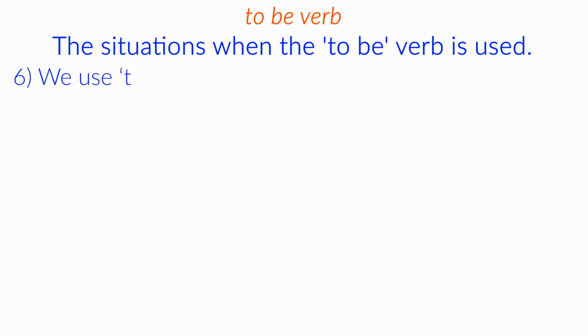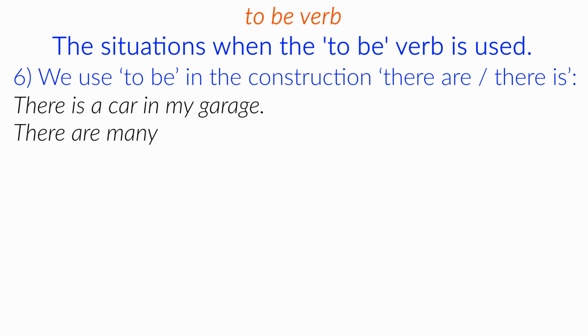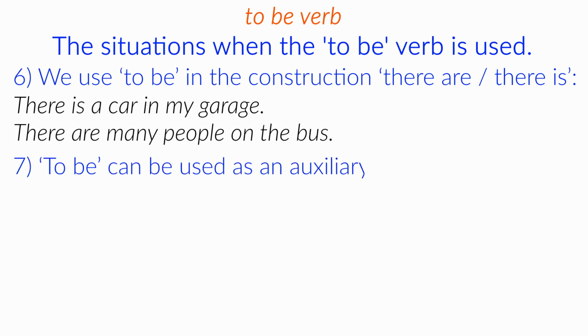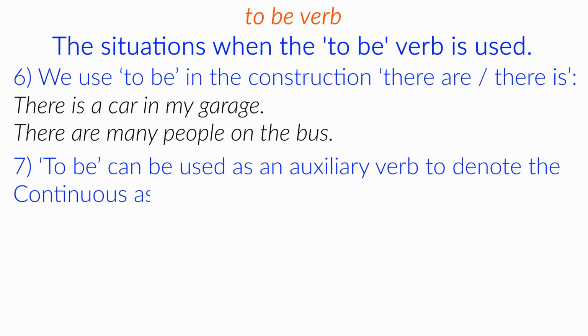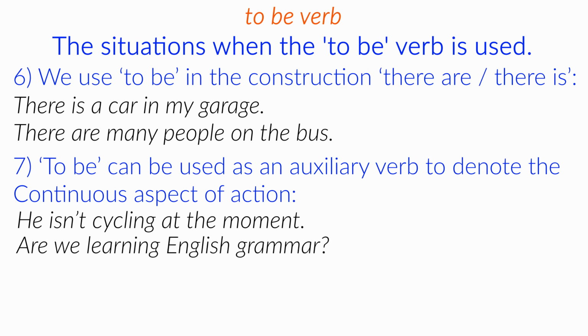We use to be in the constructions there are or there is. Here are the examples. There is a car in my garage. There are many people on the bus. To be can be used as an auxiliary verb to denote the continuous aspect of action. He isn't cycling at the moment. Are we learning English grammar?